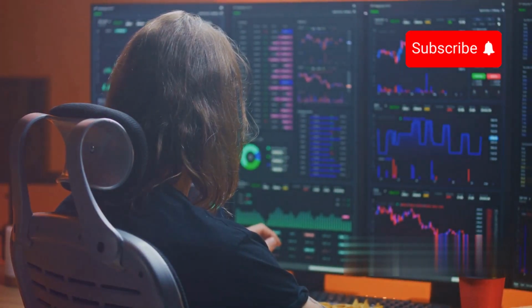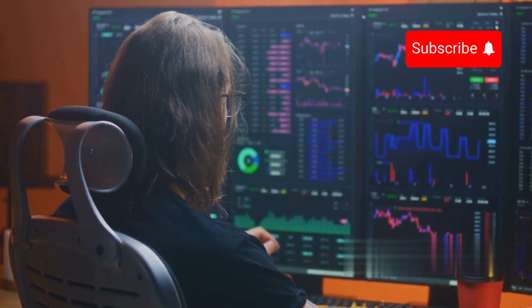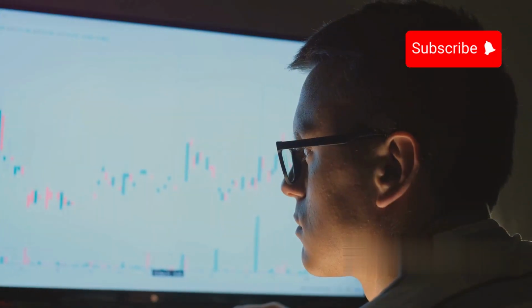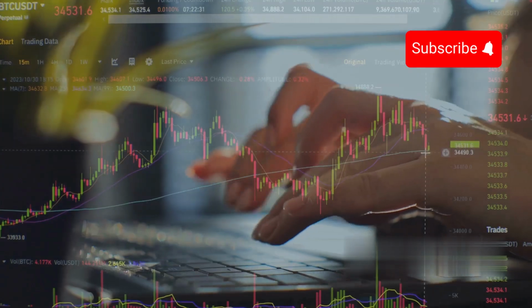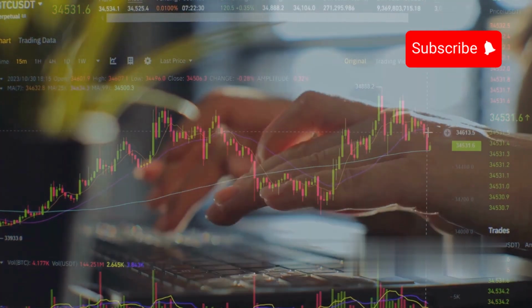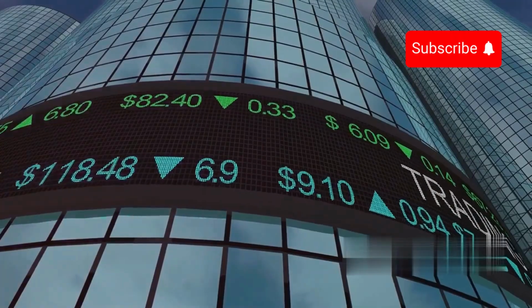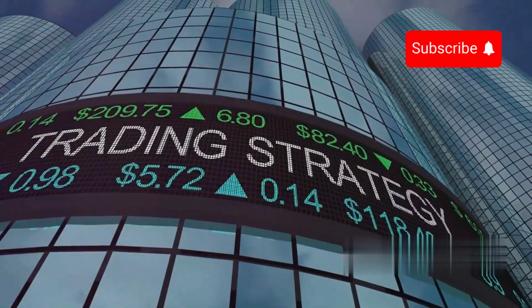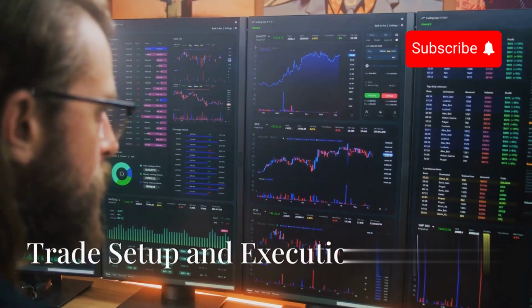The bottom line is that leverage can be a valuable tool when used correctly, but it's essential to approach it with caution. Always ensure that you fully understand the risks involved and have a clear plan for managing those risks before applying leverage to your trades.